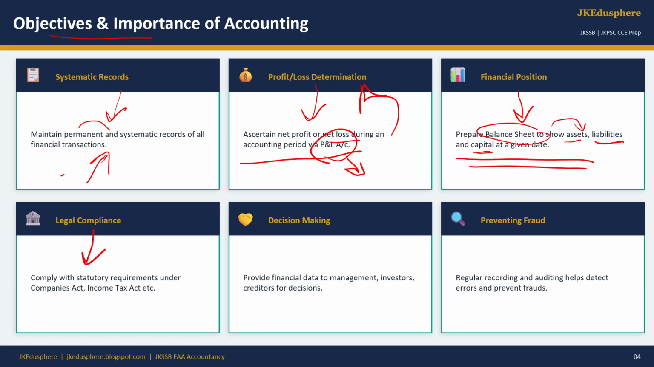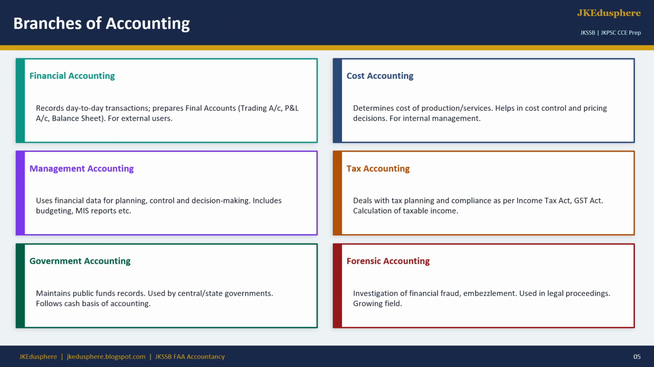So what is legal compliance? It means that our company complies with statutory requirements under the Companies Act and Income Tax Act. We will study these acts also. These are also in our syllabus. Decision making is also an important objective of accounting. Preventing fraud is also an important part of accounting.